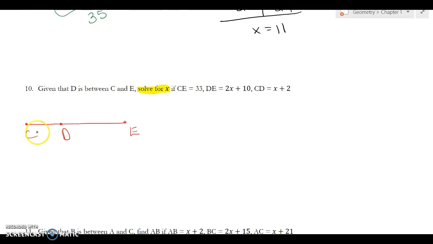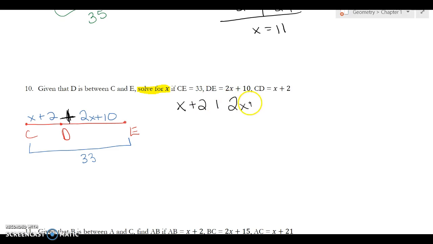Okay, and it says C to E. Now that's the whole thing. C to E is 33. D to E is 2x plus 10. And C to D is x plus 2. Well, remember our rule, one small piece plus the other small piece equals the whole thing. So my first small piece is x plus 2 plus my second small piece, 2x plus 10, equals the whole thing, 33.